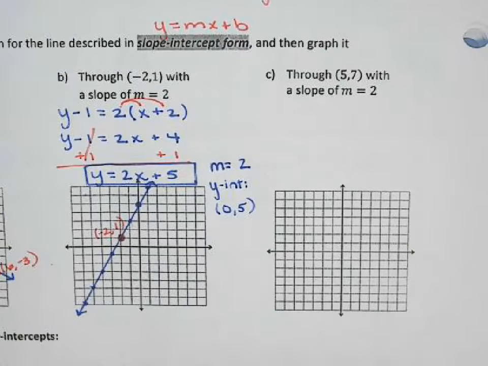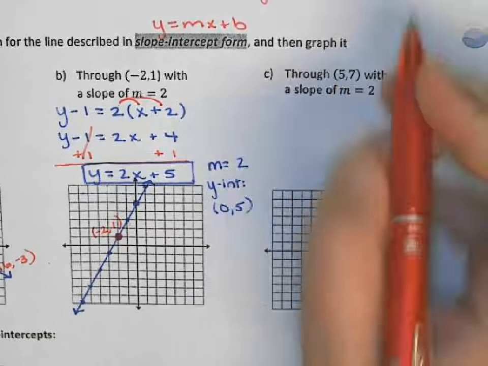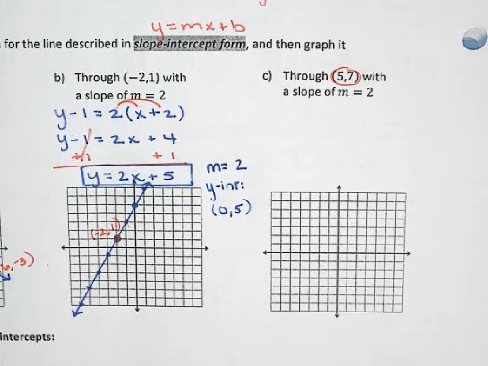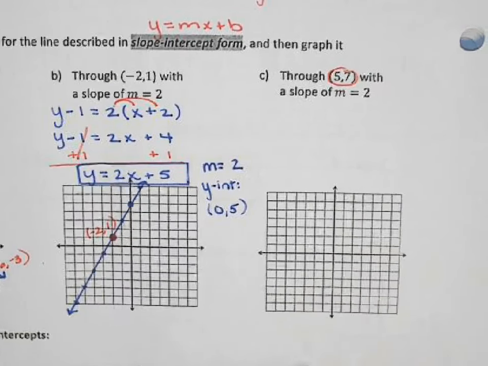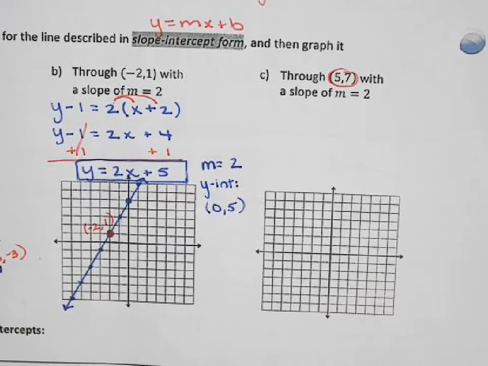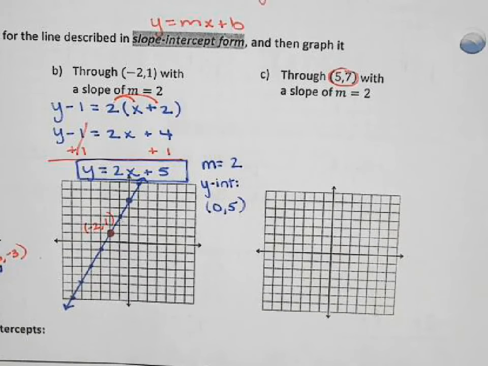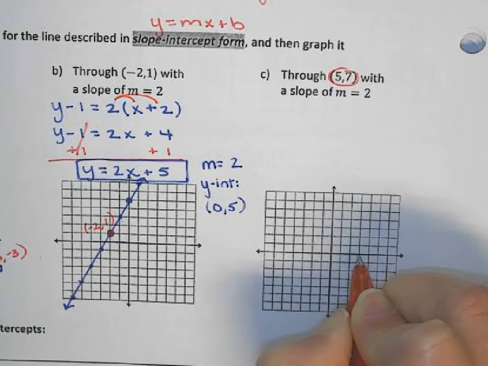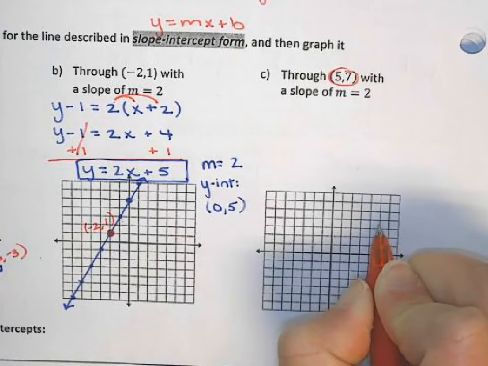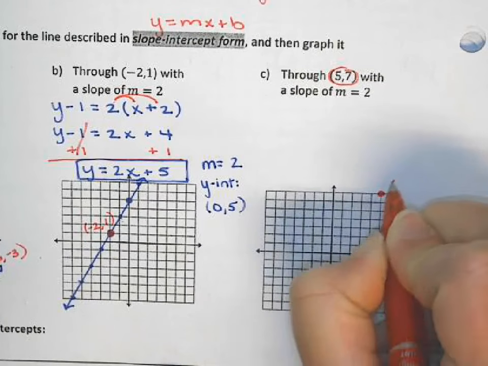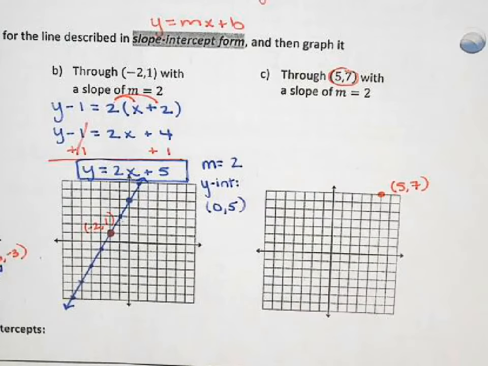I'm going to show you a different way you could do this one. If you are required to graph this, graph the point 5, 7 first. How do I get to the point 5, 7? Right 5, up 7, which is this point right here. If you know that that's your first point, you can plot it.